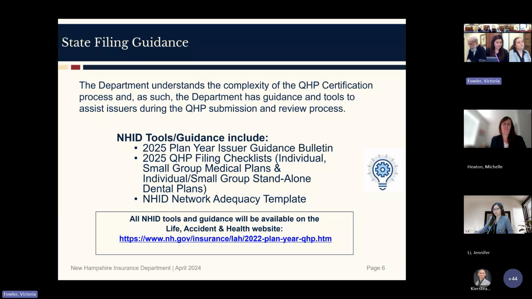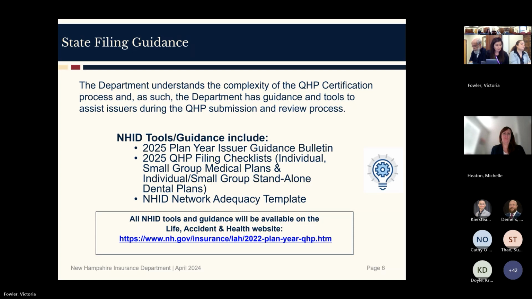State filing guidance. This slide outlines the tools and guidance our department provides to assist you in the QHP application process. Our plan year issuer guidance bulletin is located on our department website. The checklists, templates, and other relevant issuer guidance for QHP plan year 2025 is also found on our website. You can go to the department homepage and click on the link you see below in blue.